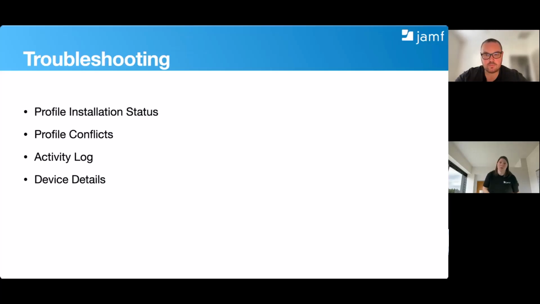So finally, I wanted to jump over to a Jamf School instance, and we'll just have a look at some of the areas where we can see profiles that are installed. We've touched on profile conflicts already. We'll look at the activity log and how we can see when a profile has been installed and uninstalled, and what we can see on the device details to see what profiles have been installed on a device.